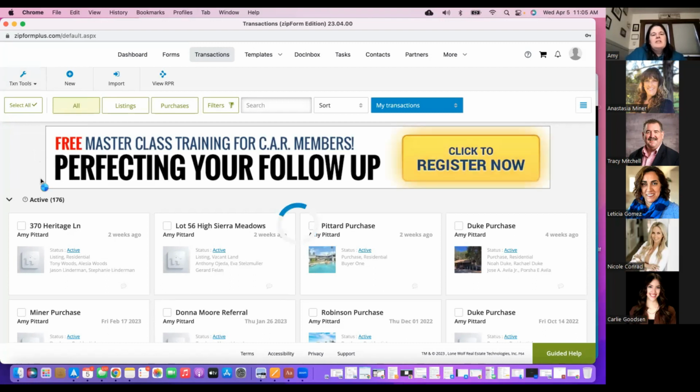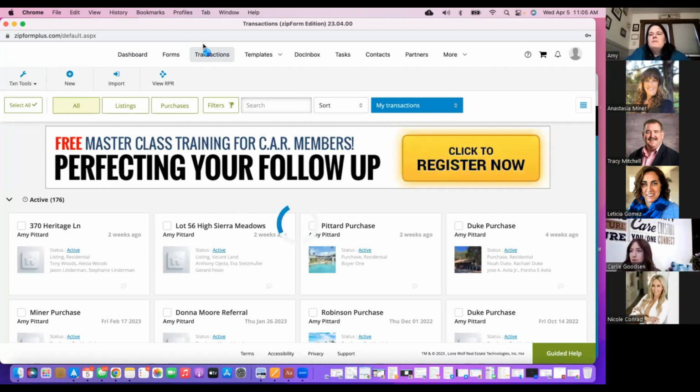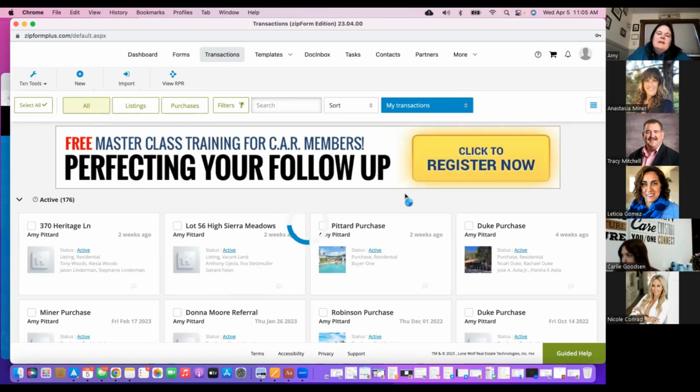If you're on dashboard, I recommend that you set it up to your default. You can go into your settings so that it lands you on transactions, so that every time you log into Zip Forms, it brings you to your transaction files. And I don't know what is up with my forms today, but we have a spinning wheel of death.